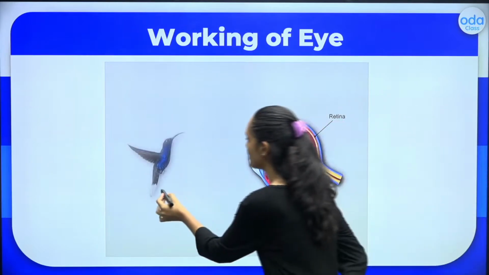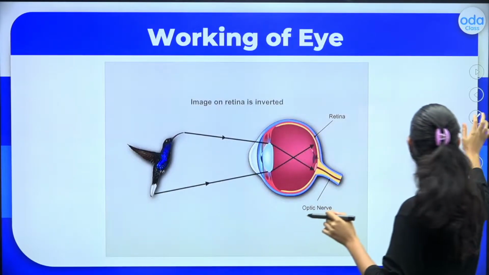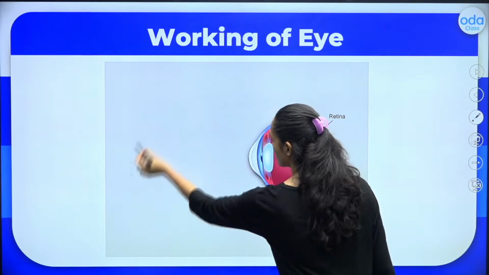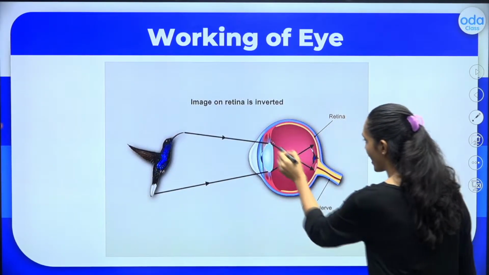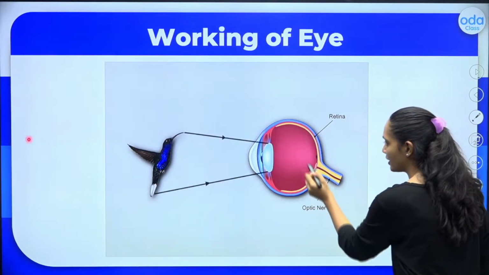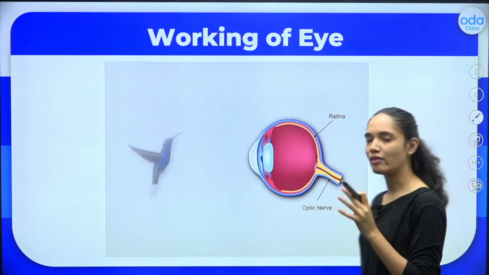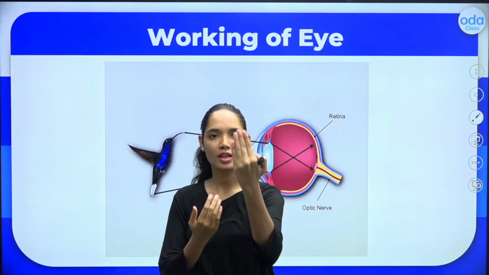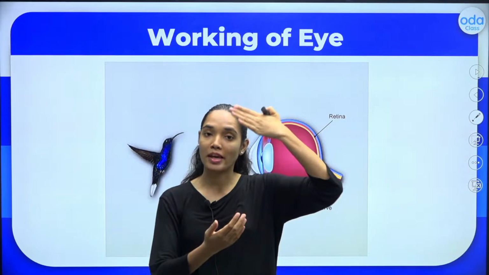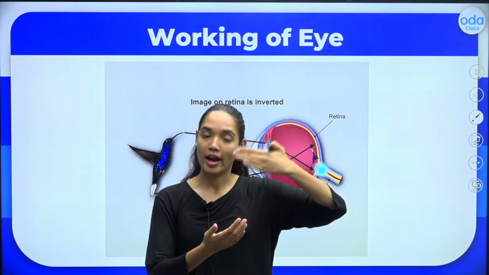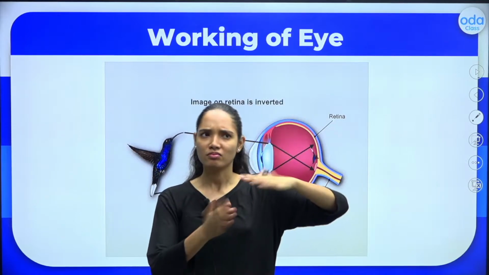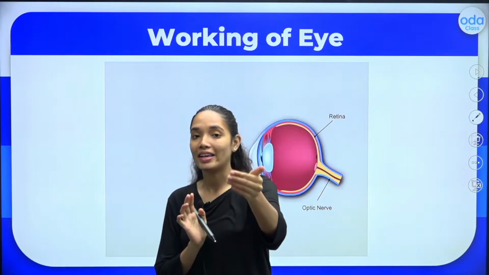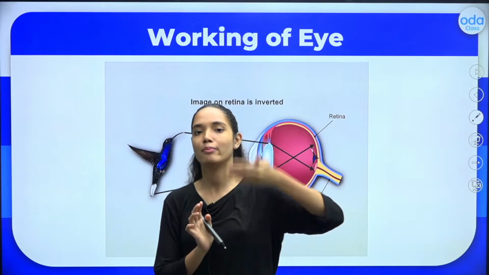Students, there is this image of a bird. This bird image has been inverted inside the eye. Did you know this, students? When I was your age, I thought that as soon as I see any object, it goes straight into the eye and my eye captures that image as a straight image. Imagine I'm seeing a bird. I always thought my eye captures the image in a straight way and the brain confirms it.